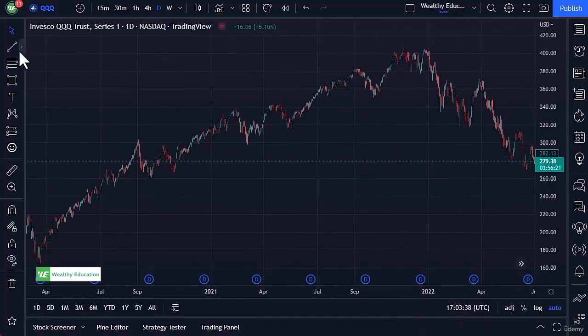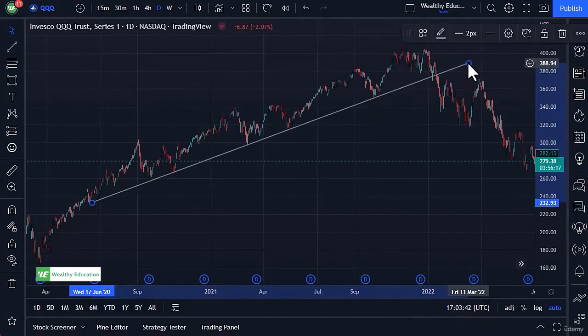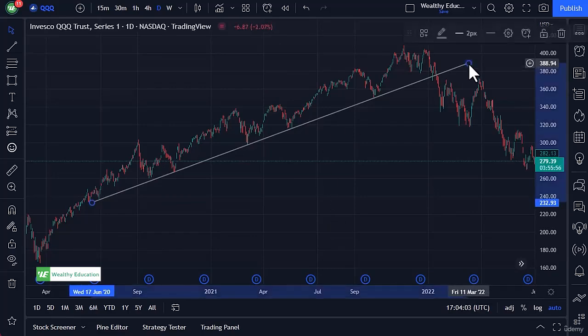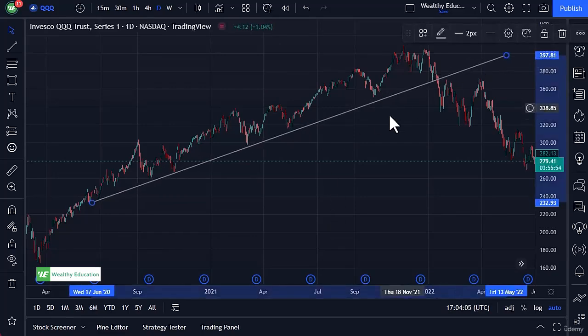So for example, take a look at that. This is the Qs, and this goes back 2 years. Every time we touch this trend line, we bounce. So traders will use it as an entry tool. Sometimes they'll use it as a tool to add to an already existing position. And they quite often will use it as a tool to determine when the trend is over.